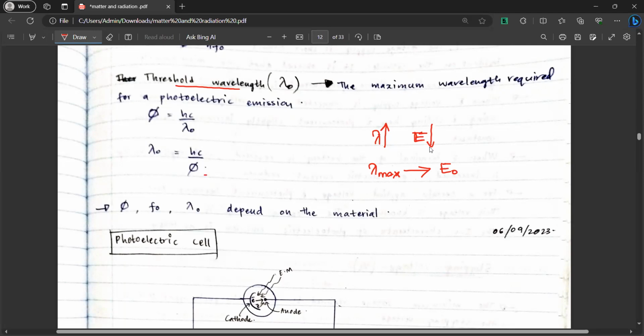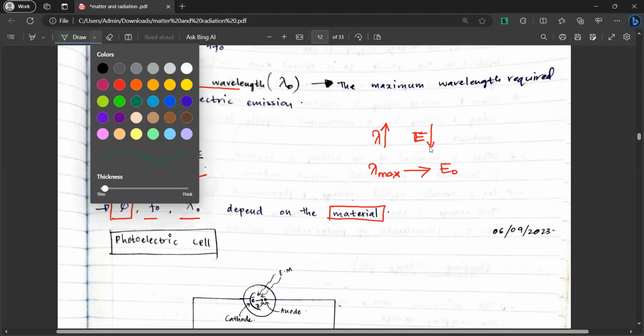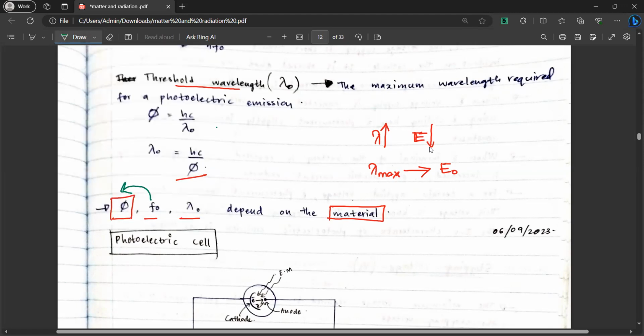So note this down and look, the work function, f naught and lambda naught, all of them depend on the material only. Depending on the material, some materials might need a lot of energy, some might need less energy. That means we are talking about the work function. f naught depends on work function, or lambda naught depends on work function. It's obvious, right? So note it down also.